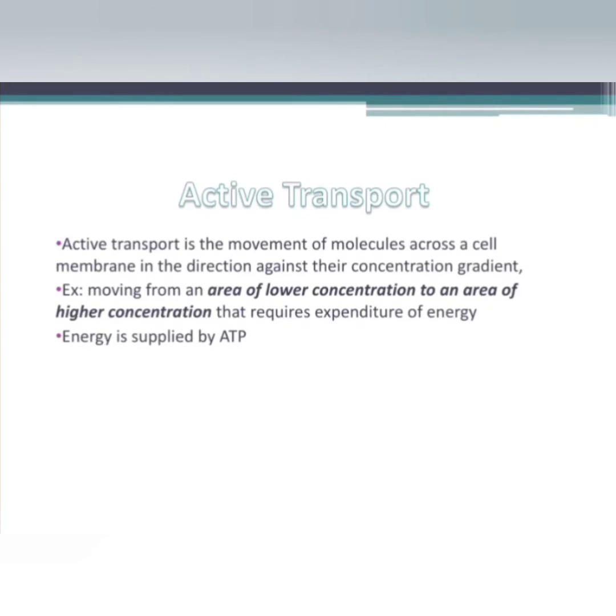Now we are going to discuss the other type of transport, that is active transport. Active transport is the movement of molecules across a cell membrane in the direction against their concentration gradient, for example, moving from an area of lower concentration to an area of higher concentration, which requires expenditure of energy. Energy is supplied by ATP.